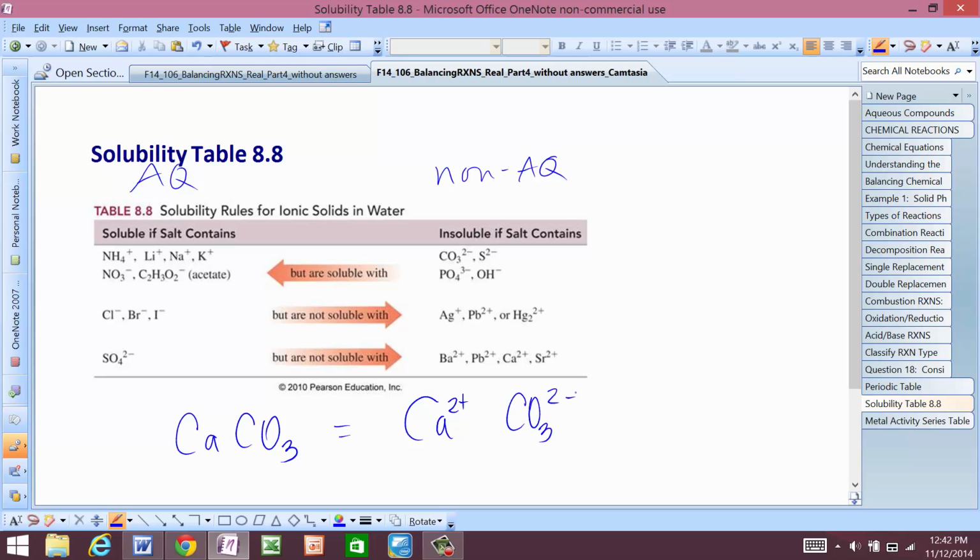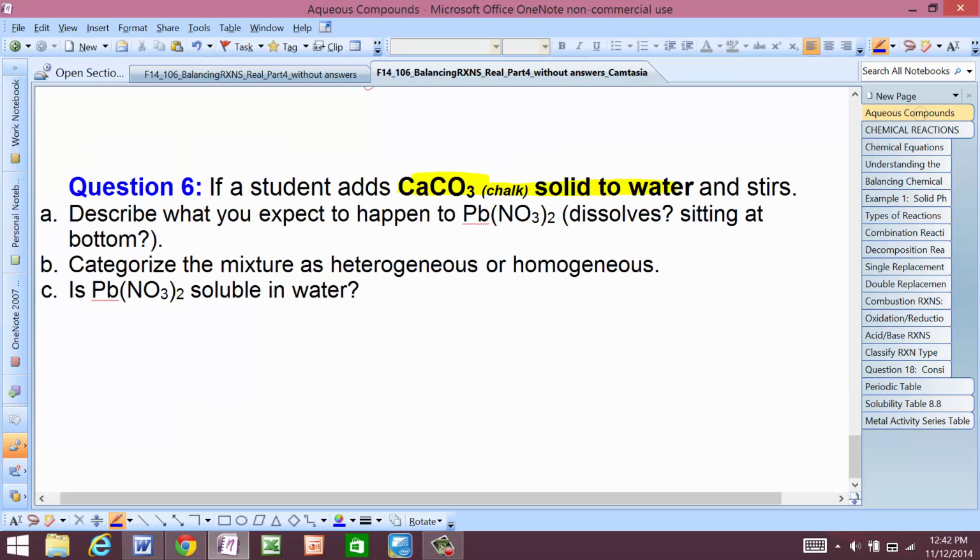So I'm going to go look for it. Here's the carbonate ion. Oh, it's insoluble unless, let's explore the exception, unless it's paired up with, do I see calcium over here? No, so that means that this whole compound is insoluble. Now what if sodium had been on this? Sodium carbonate or lithium carbonate would have automatically been soluble. So CaCO3 is insoluble, and it would be sitting at the bottom. And it would be heterogeneous.